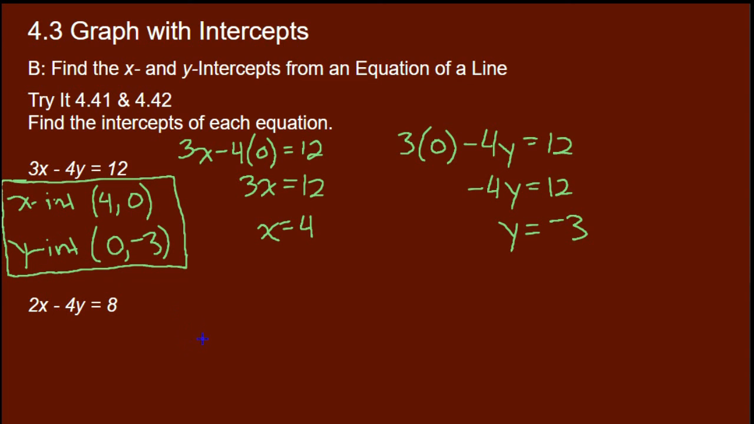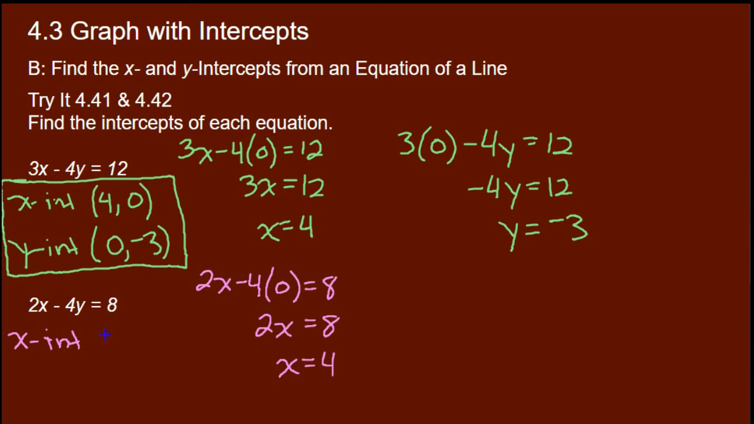Okay, and the last one. First we'll solve for the x-intercept by letting y equal 0. 2x minus 4 times 0 equals 8. Negative 4 times 0 is 0, so it disappears. 2x equals 8. Divide both sides by 2. X is equal to 4. So the x-intercept is at (4, 0).